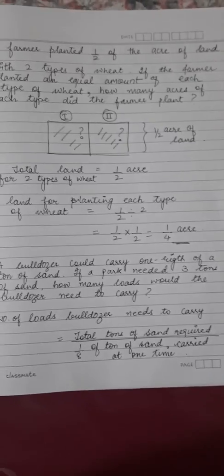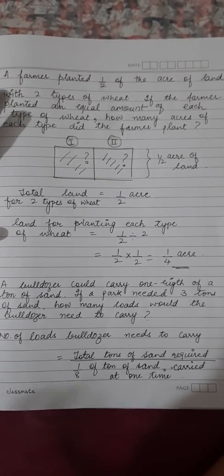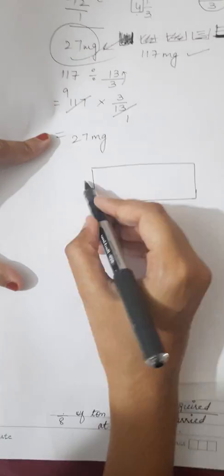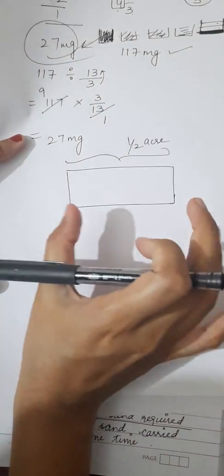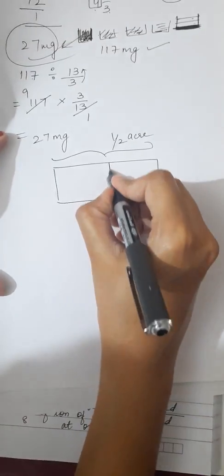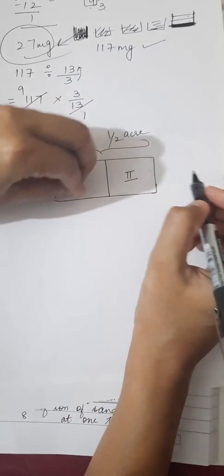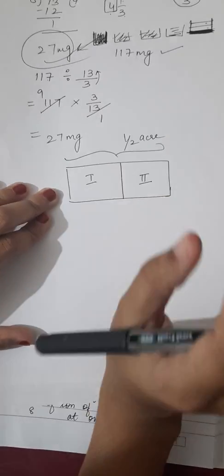Right? Now let's move to question number 6. A farmer planted 1/2 of the acres of land with 2 types of wheat. Now there is a farmer who is having this half acres of land. This is complete. The value of this is going to be half acre of this land, and in this land he had planted 2 types of wheat, this first type and this second type, and in both the plots the value of the wheat planted is same.